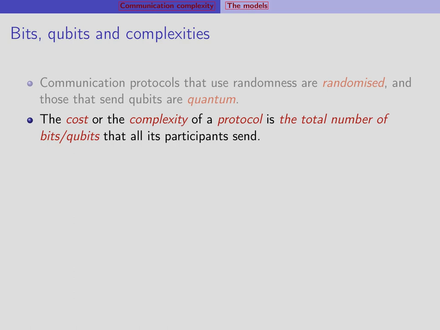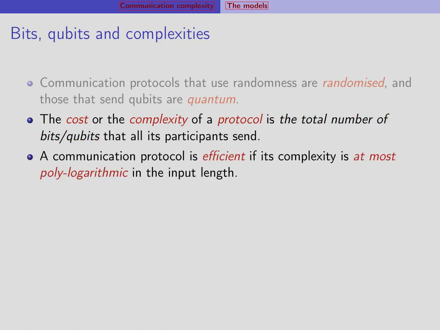The cost or complexity of a protocol in a given model is the total number of bits, or qubits if the protocol is quantum, that all its participants send. And here, it is actually without loss of generality, but just to be specific, we're considering the worst case. So the cost of a protocol is the highest possible total number of bits or qubits being sent.